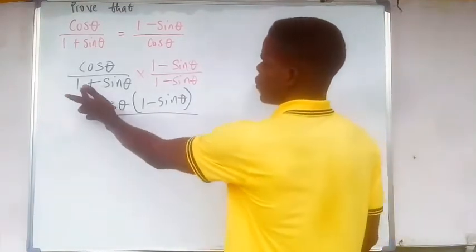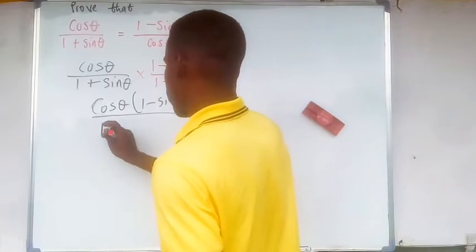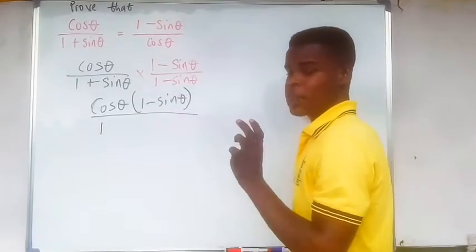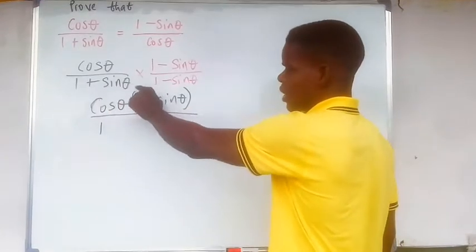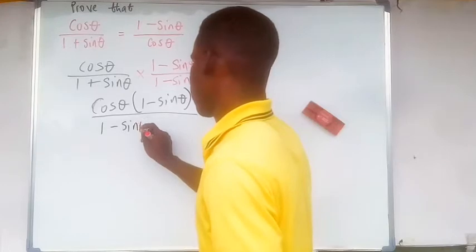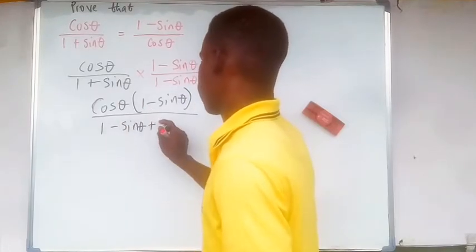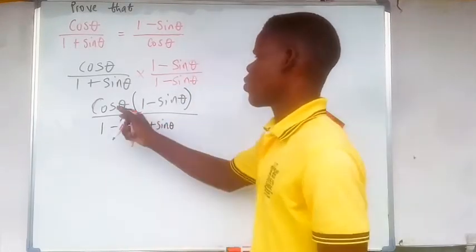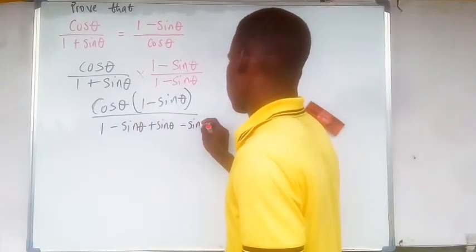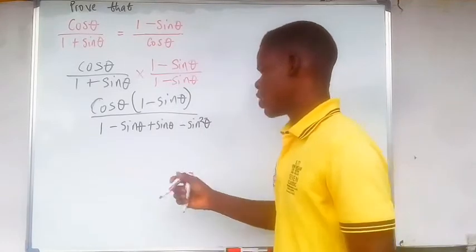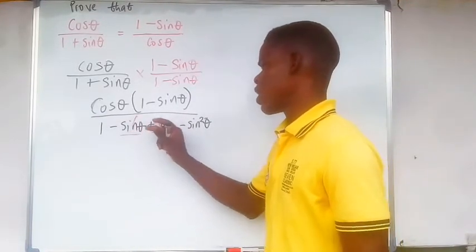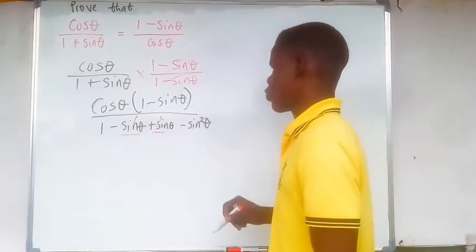Difference of two squares. 1 times 1 gives us 1 squared, and 1 times negative sine theta gives us negative sine theta. Sine theta times 1 gives us positive sine theta. Sine theta times negative sine theta gives us negative sine squared theta. You observe that the middle terms are equal and opposite in sign, so they cancel out and we'll be left with 1 minus sine squared theta.